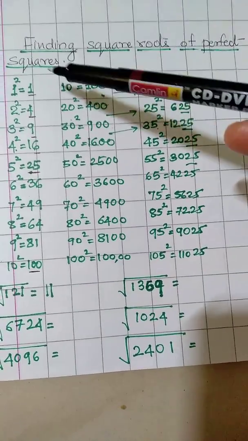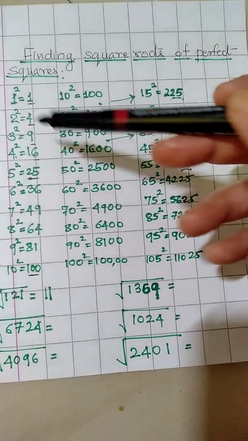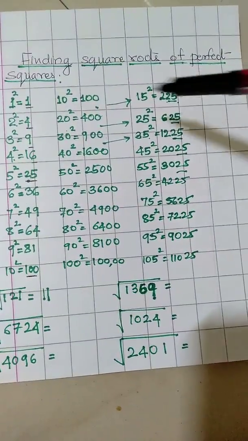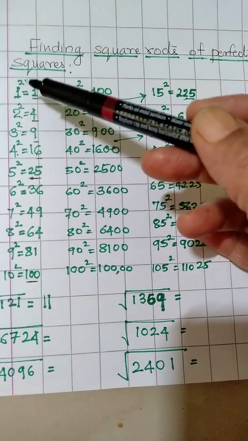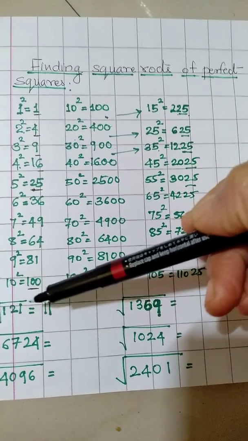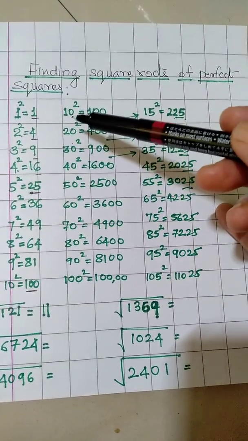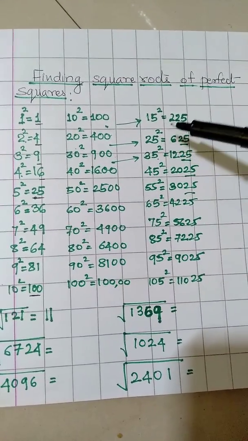Let us see how to find square roots of perfect squares. You have to keep this table handy while practicing such problems. What you have to write is 1 square 1, 2 square 4, till 10. You have to write all the square numbers. Then write the numbers from 10 square, 20 square till 100 square.